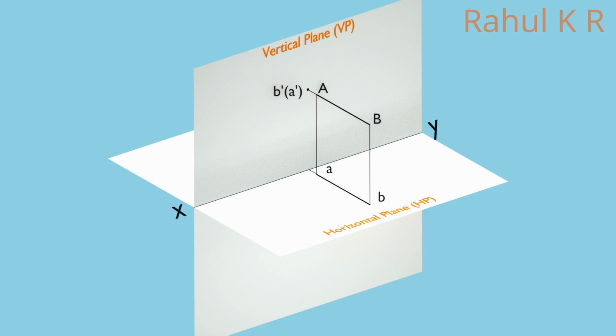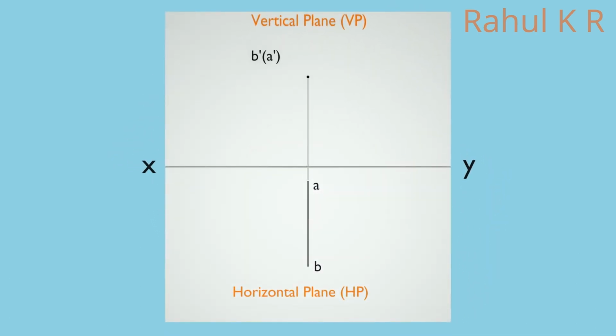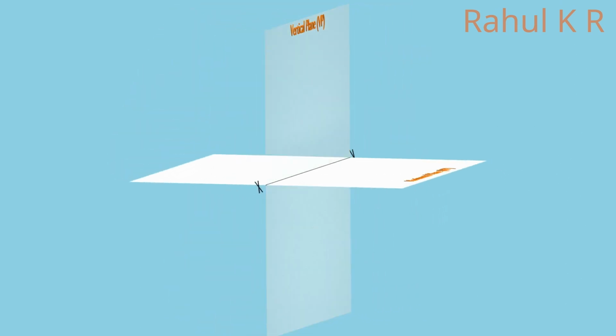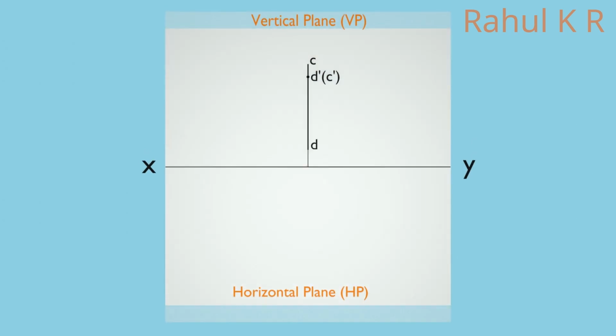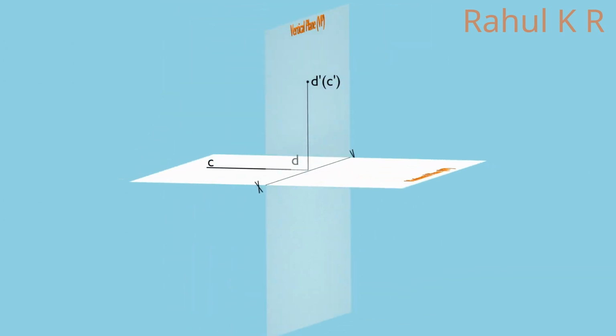Also, the distance from front view to XY line is the same as that between the line AB and the horizontal plane. While drawing the projection, the front view will be above the XY line and top view will be below the XY line. If the line is in second quadrant, front view and top view both will be above the XY line. Note that the front view is D dash C dash with a C dash in brackets because endpoint C is not visible in the front view.